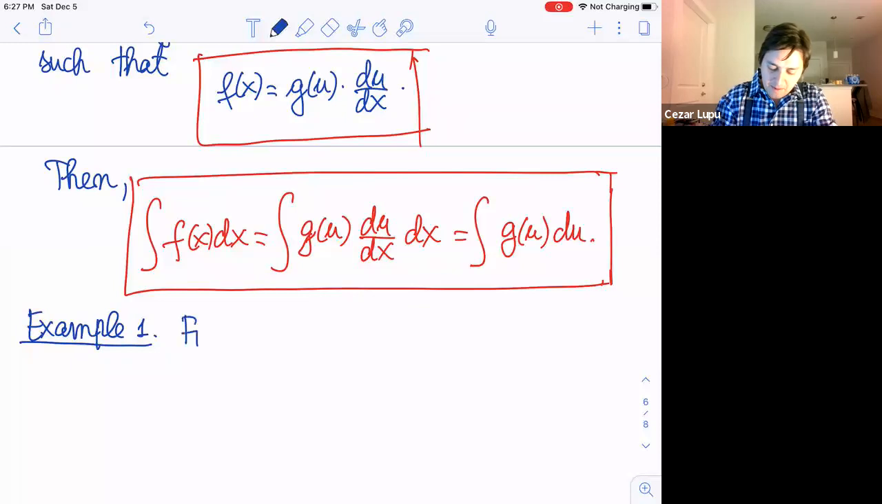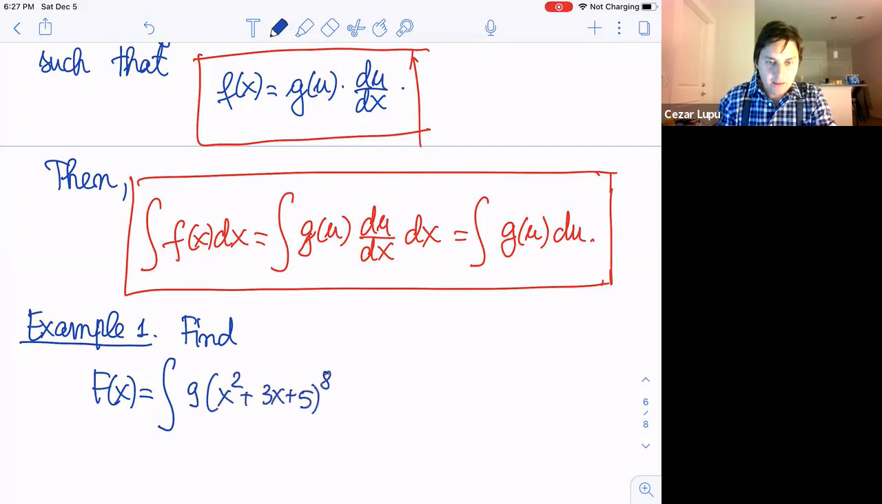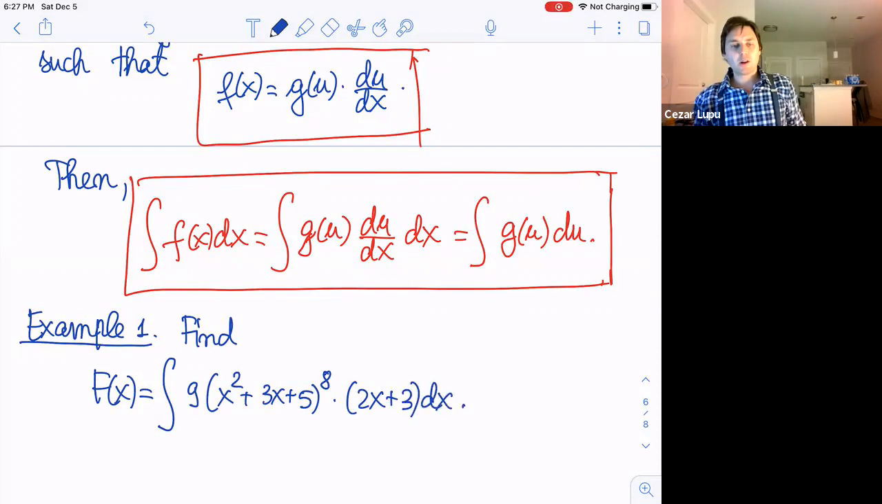For example, let's find this integral. I'm going to take an indefinite integral of 9 times x squared plus 3x plus 5 to the power 8 times 2x plus 3 dx. Okay, look at this integral, and there is something that you will see here.